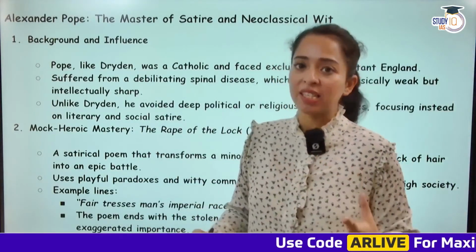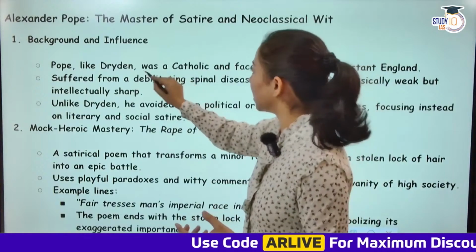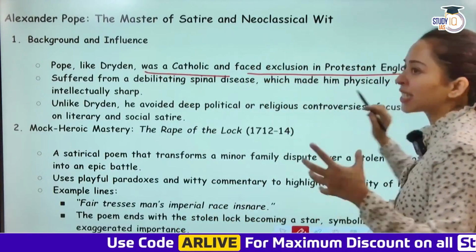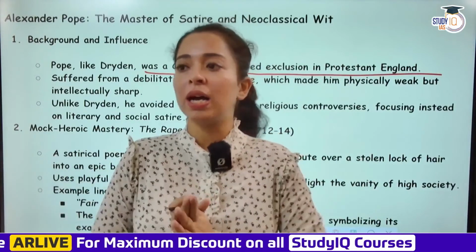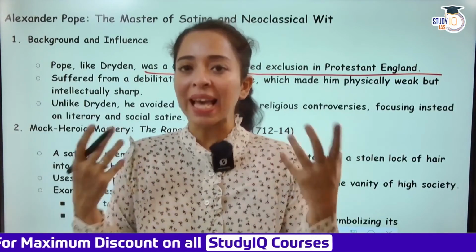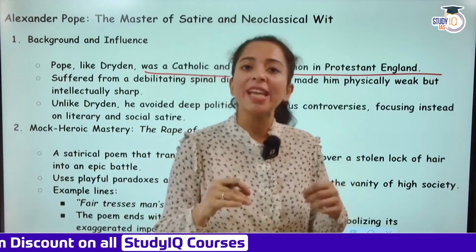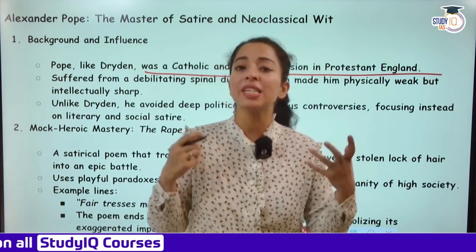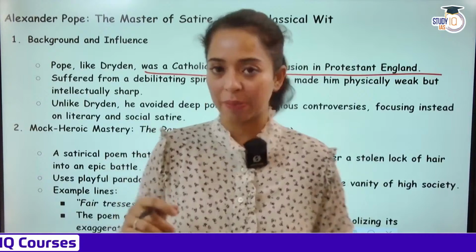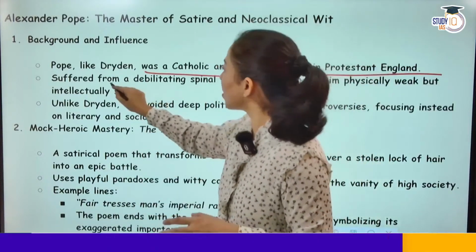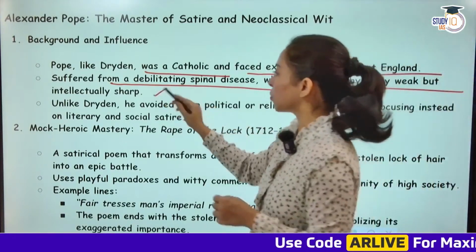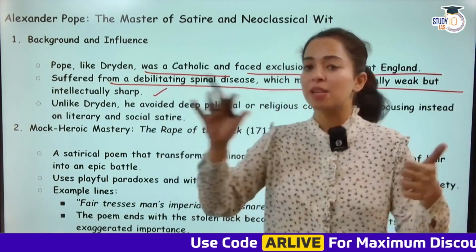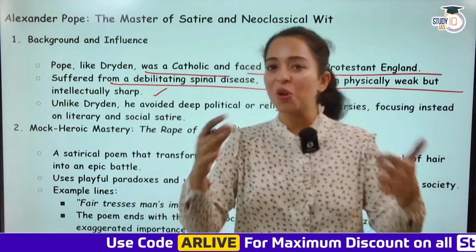जिस तरह से Dryden ने, वैसे ही Pope was a Catholic, okay, and he also faced exclusion in the Protestant England. तो जिस तरह से पोप बहुत ज़्यादा कैथलिक ओरिजिन का था, because he was in Protestant England, उसको काफ़ी अपॉर्चुनिटीज़ जो मिल सकती थी नहीं मिली थी. Okay, so he suffered from a debilitated spinal disease which made him physically weak. सो उसके साथ काफ़ी इश्यूज थे. तो वो कैथलिक था in a Protestant majority land, so he had a lot of enemies.